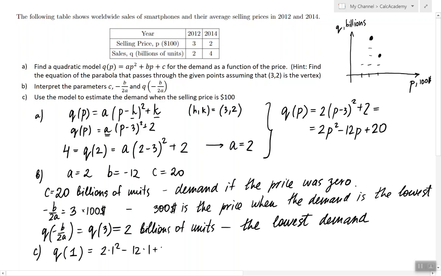So we get this following output, which is 10. So when the price is 100, the demand will be 10 billions of units. So this is how you find a quadratic model for the given data and answer certain questions.